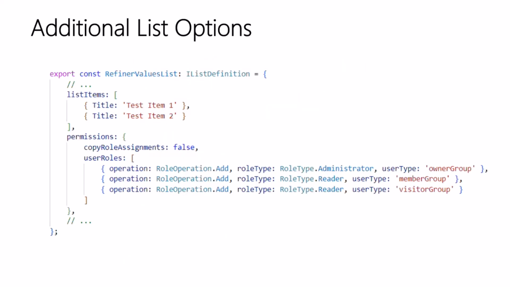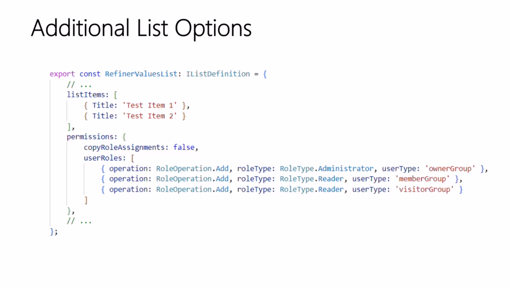All right, there are a couple more advanced features I want to highlight when you're defining a list. This is the same list definition from the previous slide, but I removed all the standard properties so we can focus on these two properties here. The first property is list items, and this allows you to add some default list items when the list is created. The next property allows you to configure permissions for the list. If you specify permissions, the provisioner will automatically break role inheritance on the list and perform the specified role operations, such as adding the site owners group with a role of administrator to the list permissions. You can also specify custom SharePoint groups here.